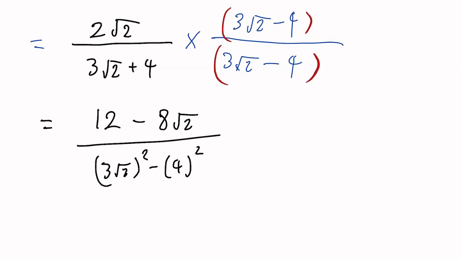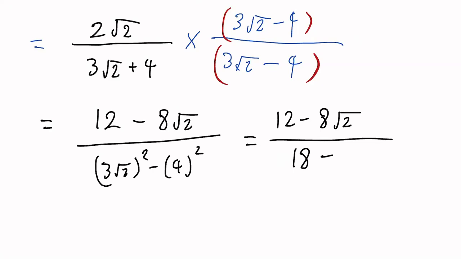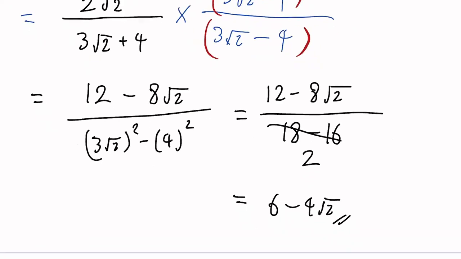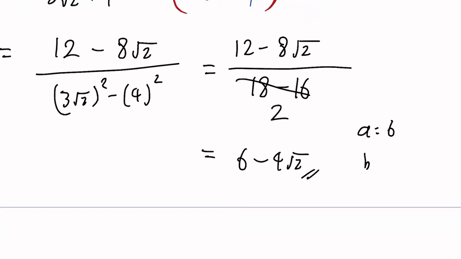Is that okay? Do you still remember your surds or not? Hopefully. Yes, must remember. This one becomes 3 square root 2 square, which is 9 times 2, which is just 18. Then you can use a calculator now for this entire thing. 4 square is 16, 18 minus 16 is 2. Simplify, you get 6 minus 4 root 2. Okay, that's your format. a equals 6, b equals negative 4.